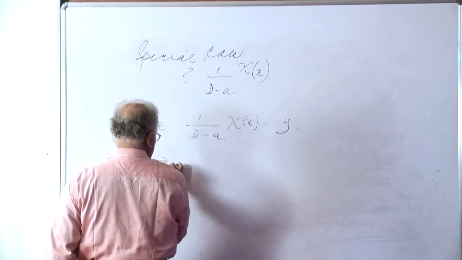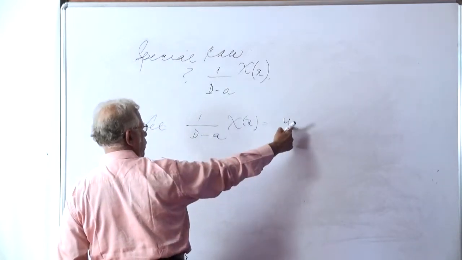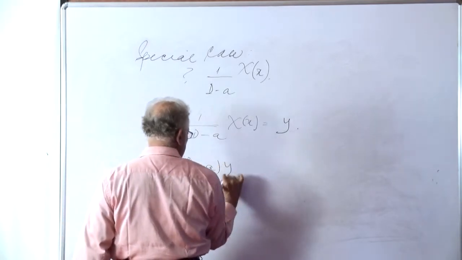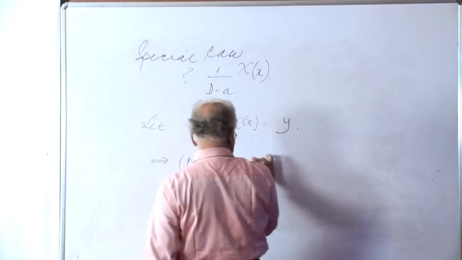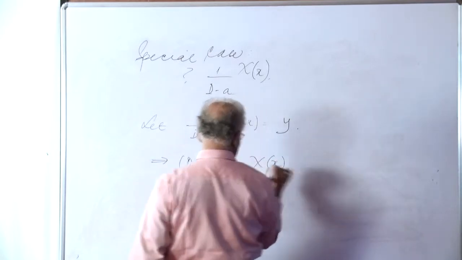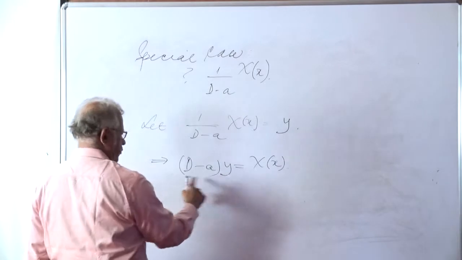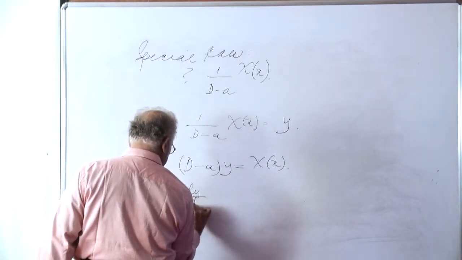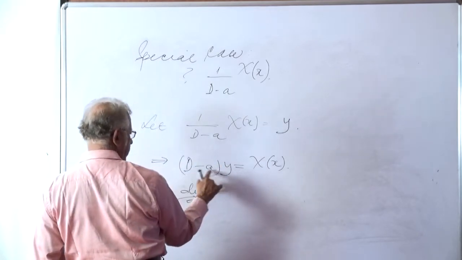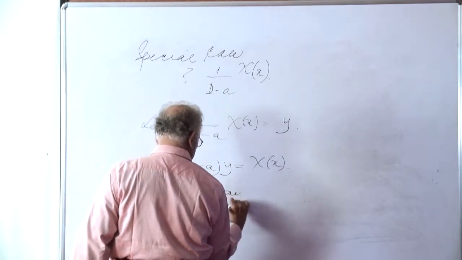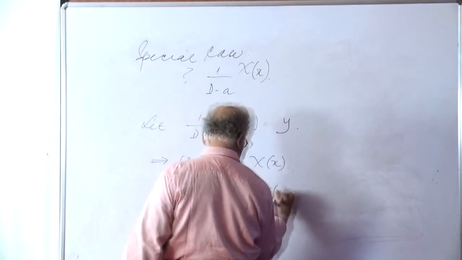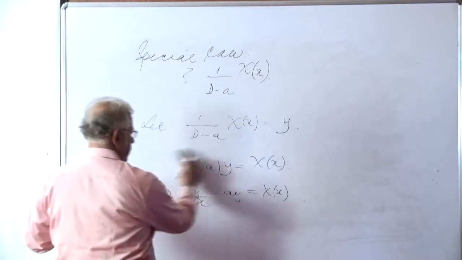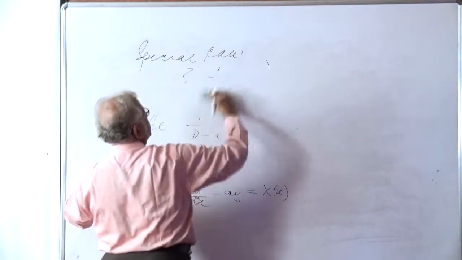Now this implies that D minus a operating on y is equal to nothing but X as a function of x. Now what is this? If we break it out, this implies dy/dx, D operating on y, minus ay is X of x. We park this part and carry on the work a little on the upper part of the board.